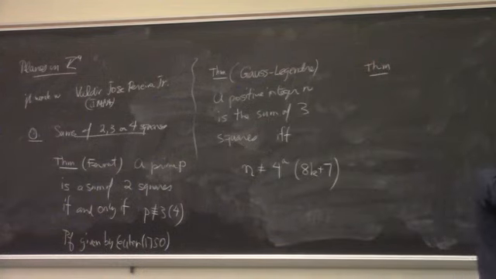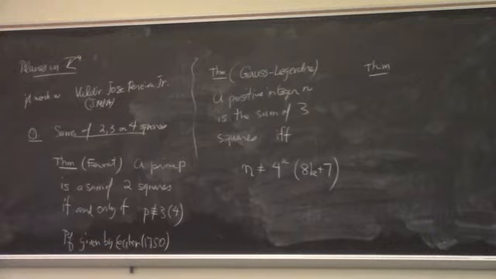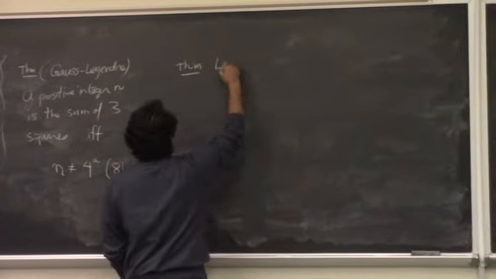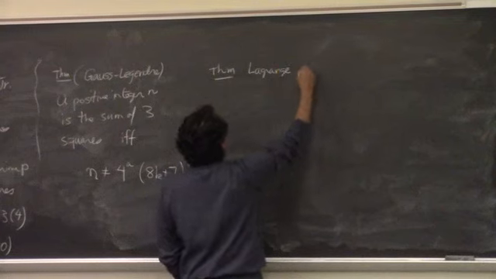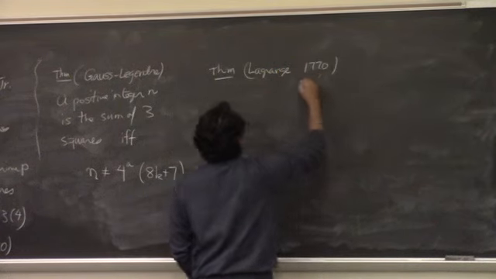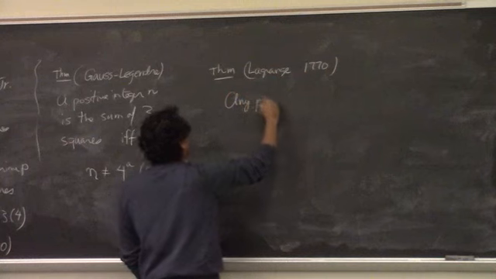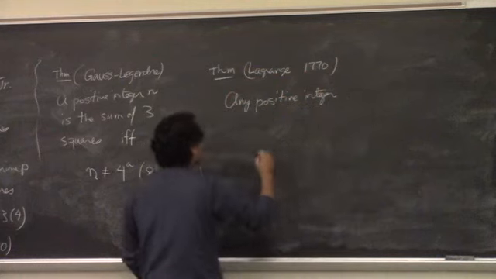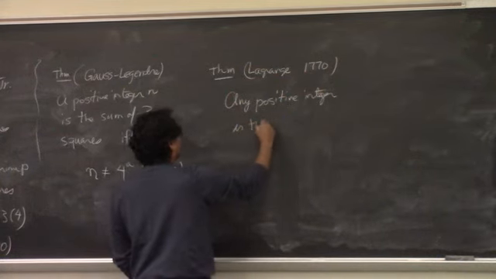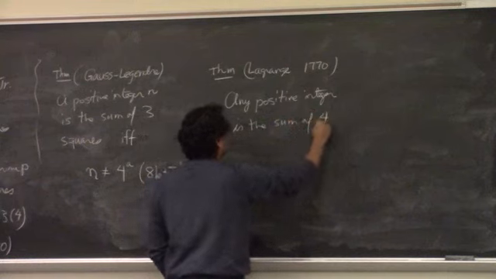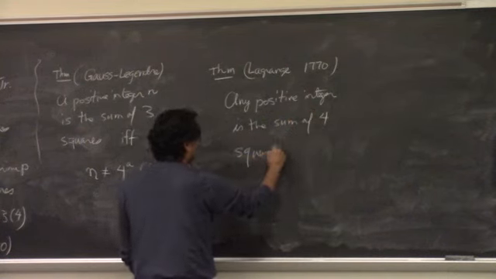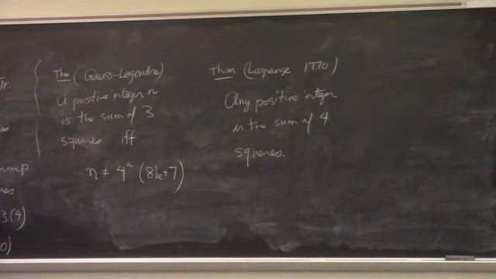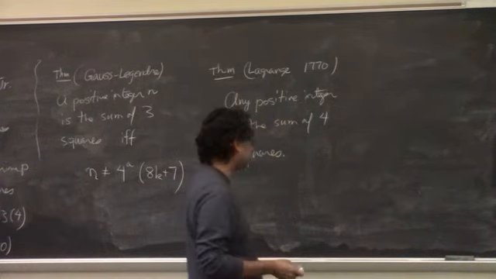And for 4 squares, we have this result of Lagrange. Any positive integer can be written as a sum of 4 squares. And for each of these, we can even count how many ways you can write a number as a sum of 2, 3, or 4 squares.